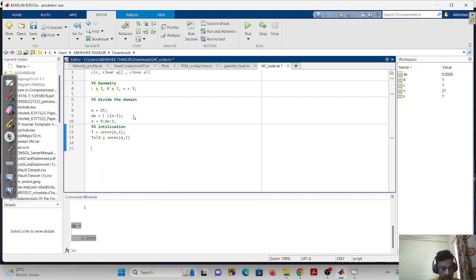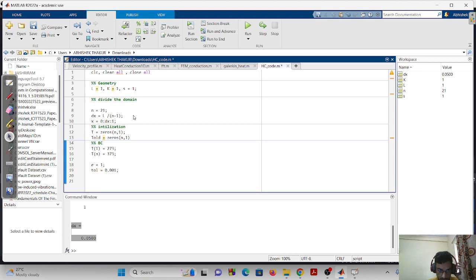Alright, so next we define the error. Let's define the boundary condition, BC. Temperature at the first left boundary is, let's say, 273, and temperature at the right boundary is, let's say, 373. And now we define the error equal to 1, and the tolerance, let's say, is 0.001.